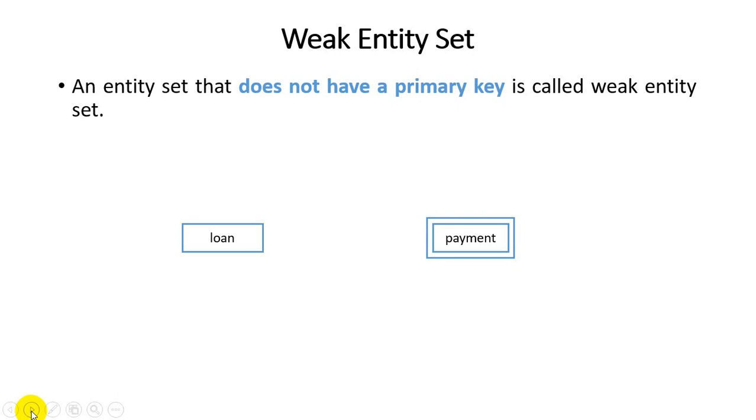As per the diagram, loan is one entity and payment is another entity. A loan has different attributes known as loan number and amount. We can see that loan number is underlined, so we can say that loan number is a primary key, as we discussed in unit number 2, video lecture 2. Whenever we underline an attribute, it is known as a primary key attribute.